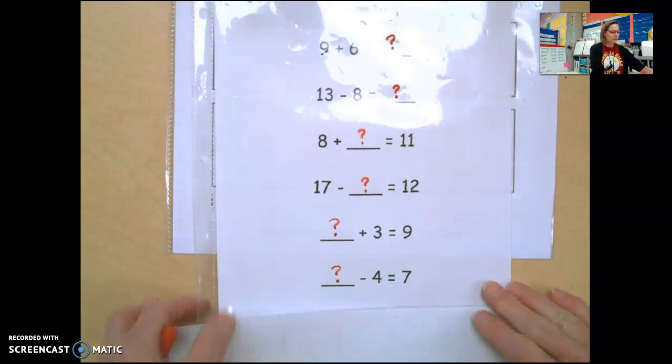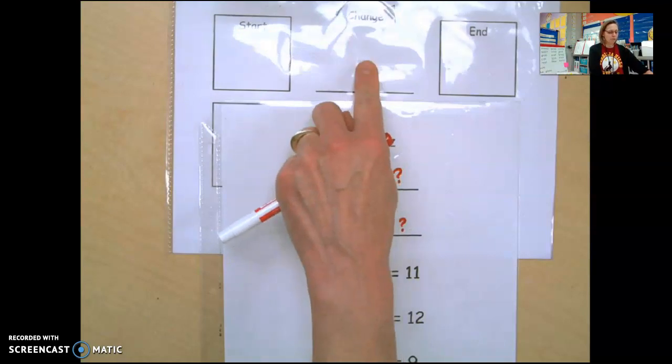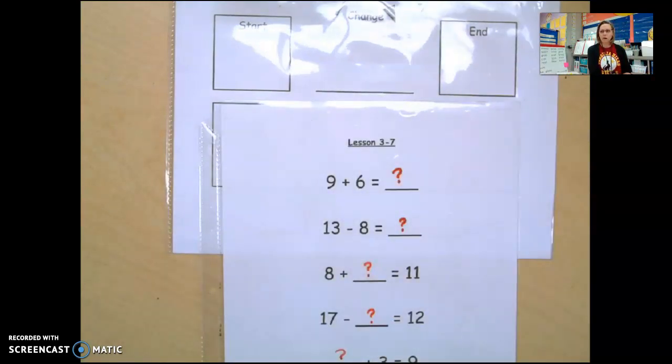But what I want you to be thinking about all along is the start, the change, and the end. We want to always be thinking about where do we start and where do we end. So we're going to go over a quick little example. We're going to do a little bit of this together.